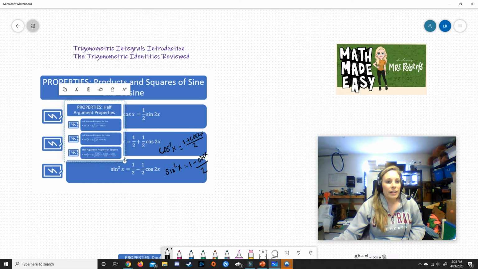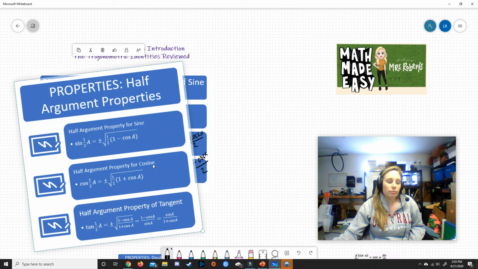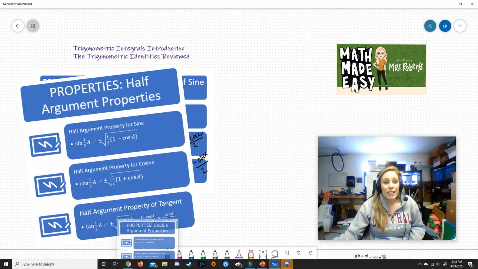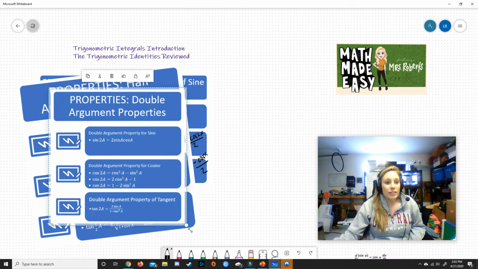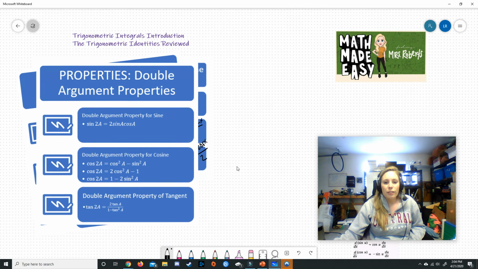Here are the half angle identities written a little bit differently. So you want to remember that these exist as well. Here are the double angle identities. If you have something like sine of 2a, you could replace that with 2 sine of a cosine of a, which when we're trying to take the integral of something like that, could make our life easier because we could have a u and a du. Sine of 2a is not too hard to take the integral of.